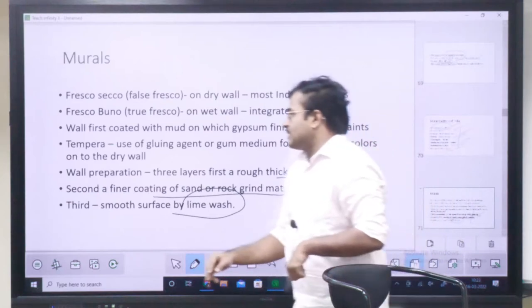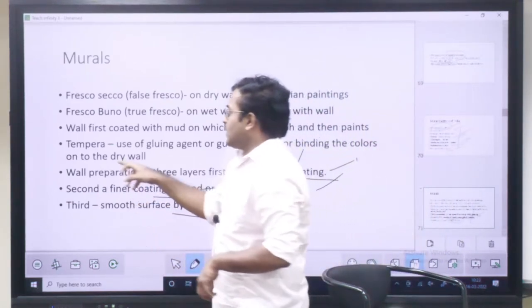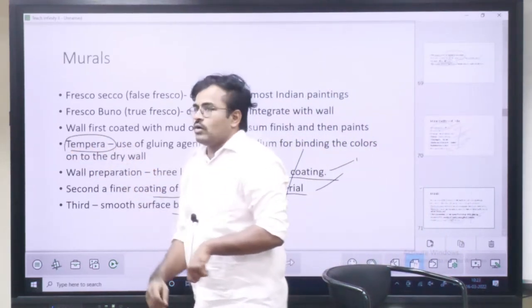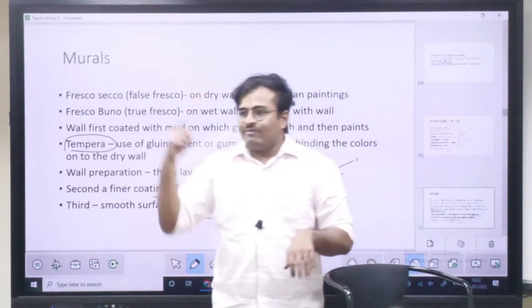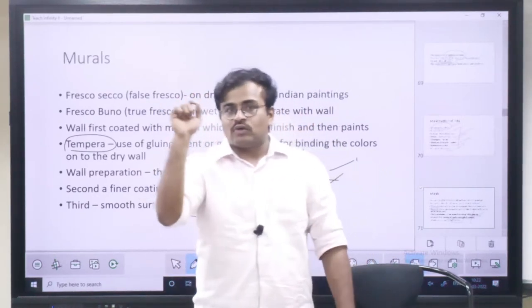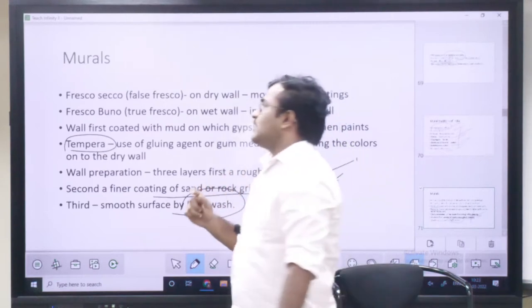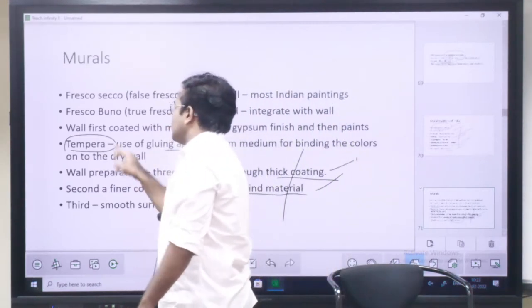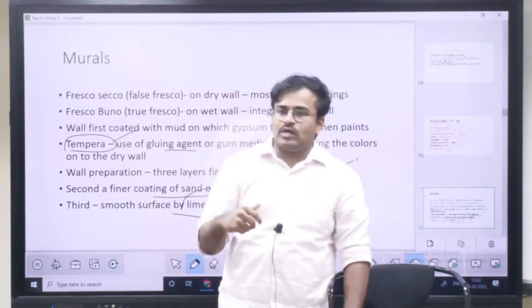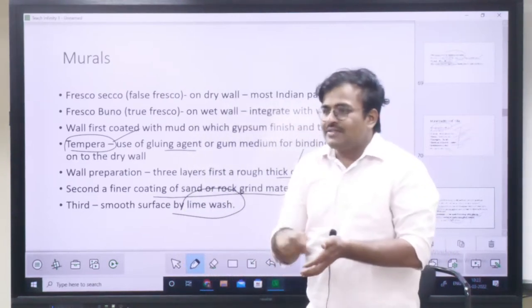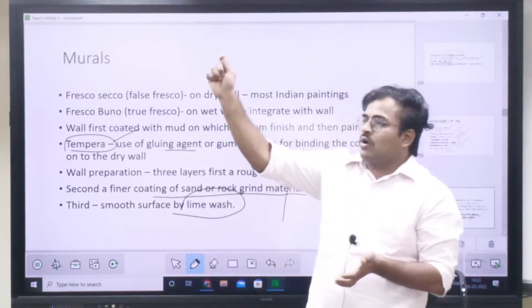After the wall preparation technique, usually in Indian painting traditions, because the painting is done on dry wall, the painting has to get stuck to the wall. For that, they used a gluing agent, which is known as tempera. Tempera is a naturally occurring gluing agent. They used to mix the colors with this tempera, and then they used to draw it on the wall.